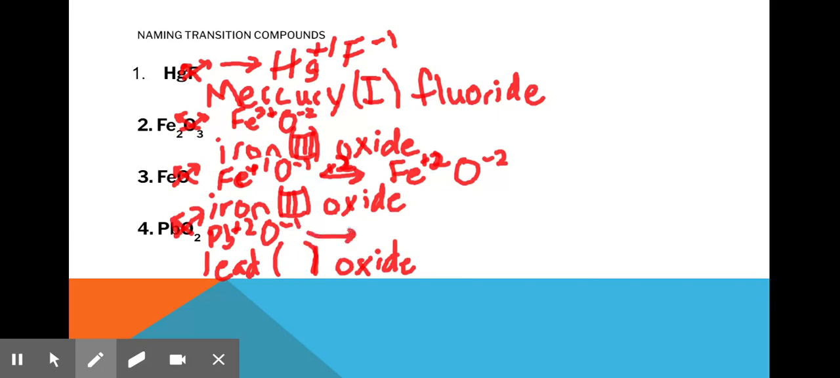So multiply both charges by 2, and now you get Pb plus 2, O minus 2. The 2 goes to both the -1 and to the positive 1. You get plus 2, -2, and there we go. Lead 2 oxide.